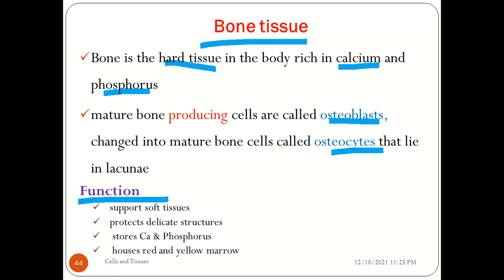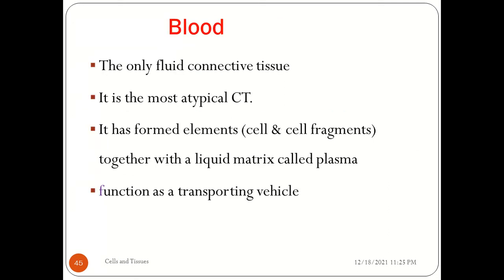Function of bone tissue: it supports soft tissues like bone marrow and other tissues, protects delicate structures, stores calcium and phosphorus, and houses red and yellow bone marrow. It's a very important function. The fourth type of tissue is blood.